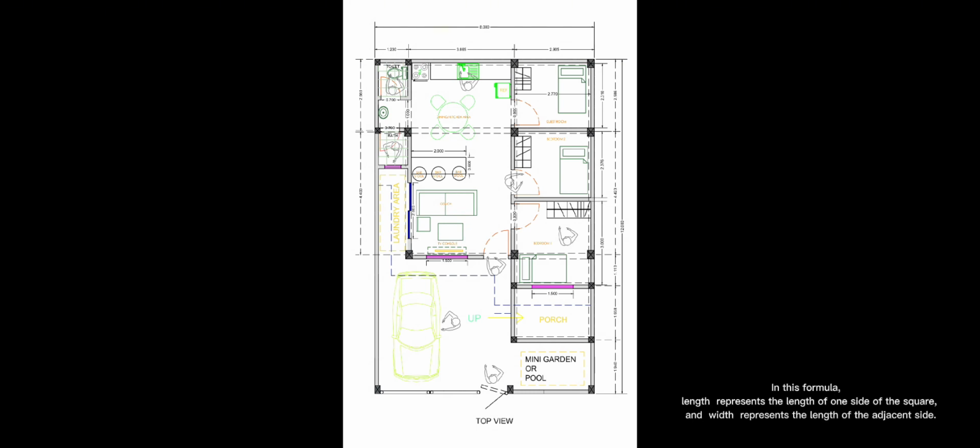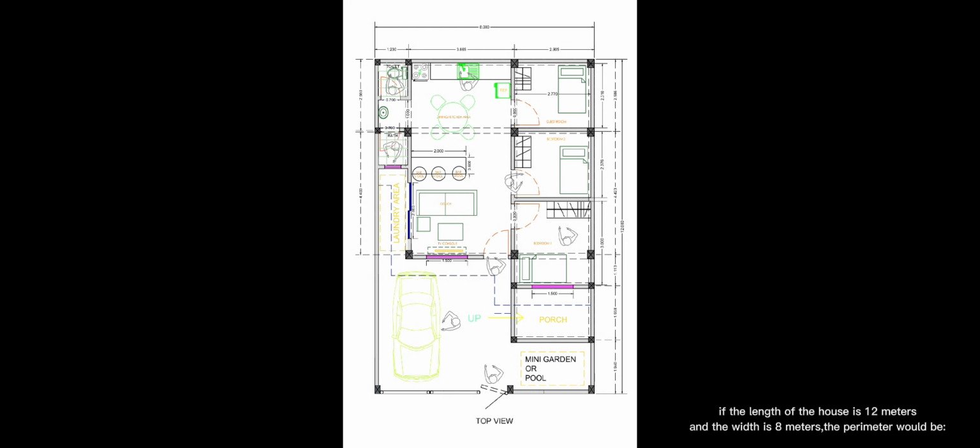The perimeter is given by the formula perimeter equals 2 times (length plus width). In this formula, length represents the length of one side of the square and width represents the length of the adjacent side. To calculate the perimeter, we multiply the sum of the length and width by 2. This accounts for both pairs of opposite sides in the rectangle or square.